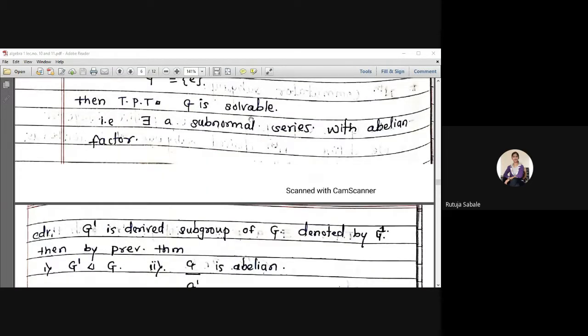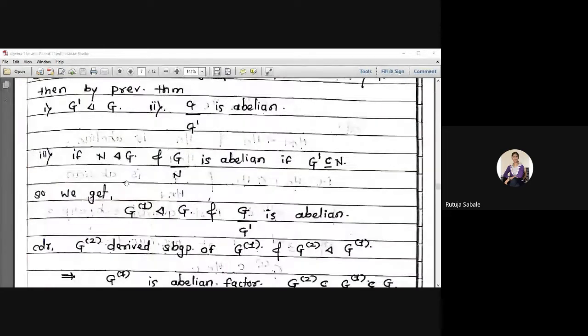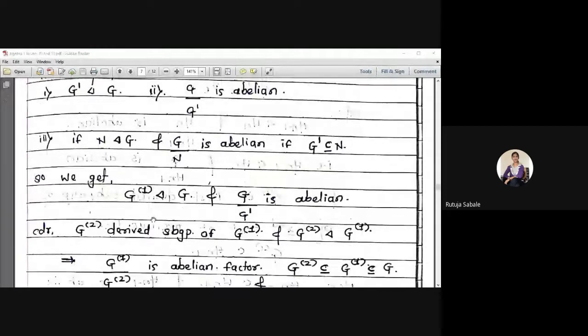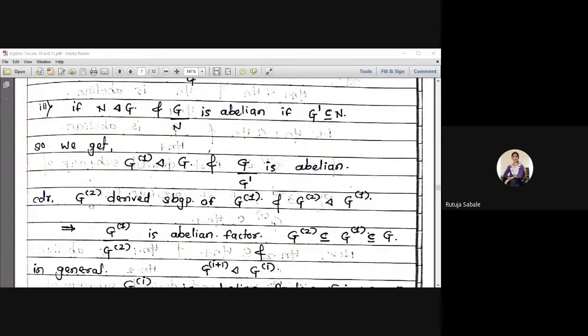G is solvable. Okay, so we get G1 is a normal subgroup of G. By statement number 1, we know that G dash, which is nothing but G1, is normal in G. And by the second statement, G by G dash is abelian. Okay, for the first derived subgroup this is proved. For the second, consider G2, the derived subgroup of G1, and G2 is normal in G1.